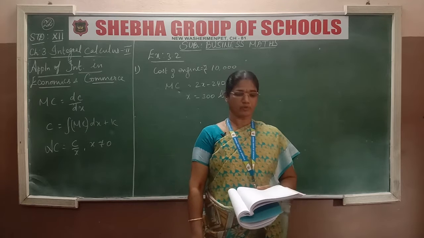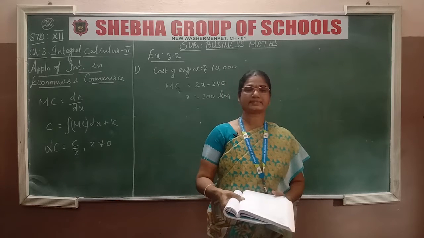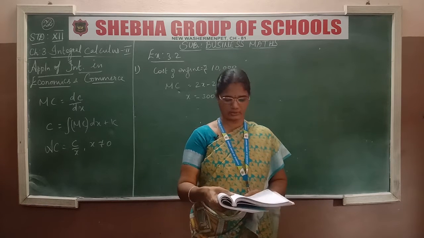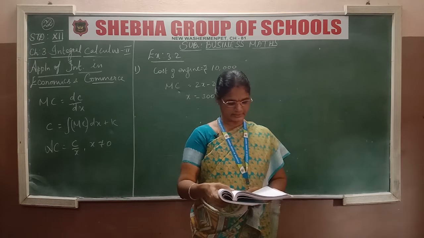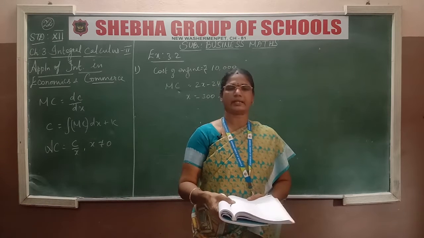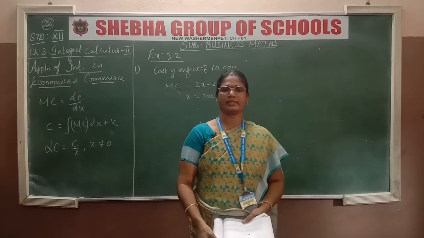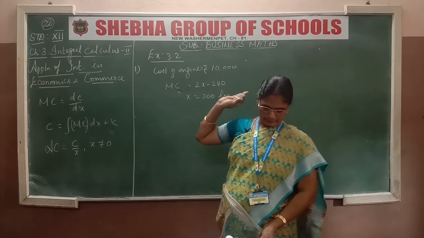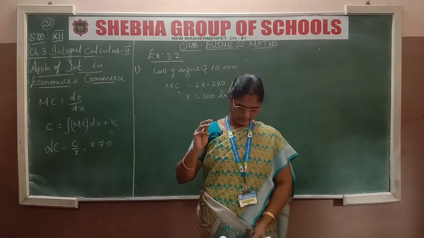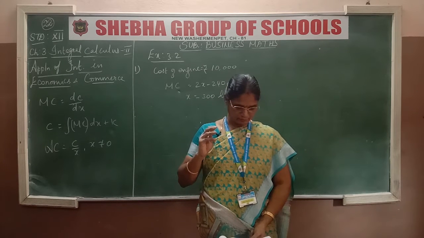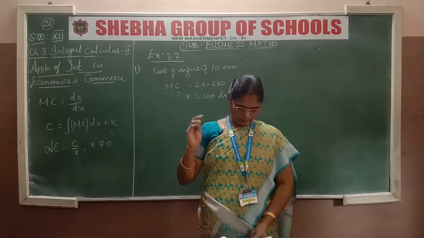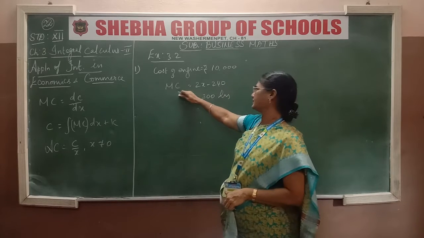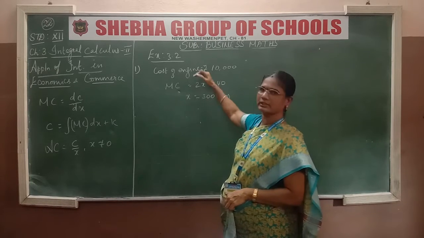Take page number 114 in your book. Exercise 3.2, first sum. The cost of overhaul of an engine is rupees 10,000. The operating cost per hour is at the rate of 2x minus 240. At the rate of cost means differentiation, that is, marginal cost is given as 2x minus 240. But the engine has run x kilometers. Find out the total cost if the engine runs for 300 hours after overhaul. So we can take x equal to 300 hours, and when x is equal to 300 hours, we have to find the cost.